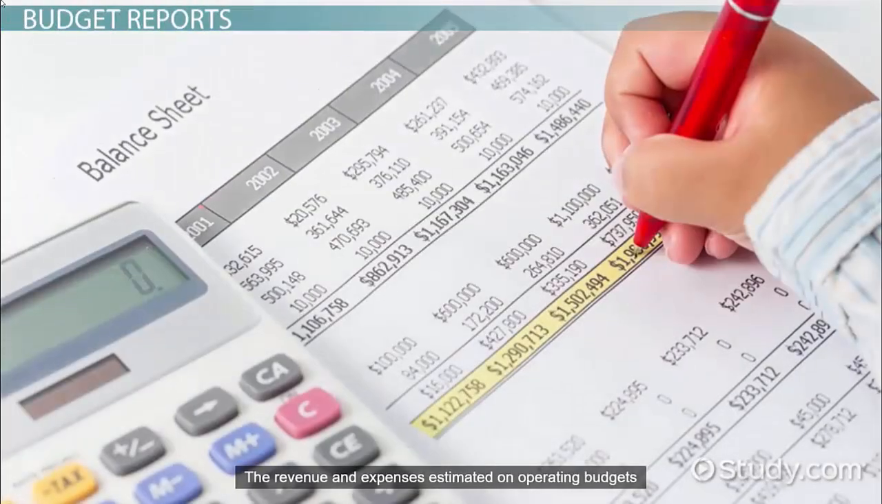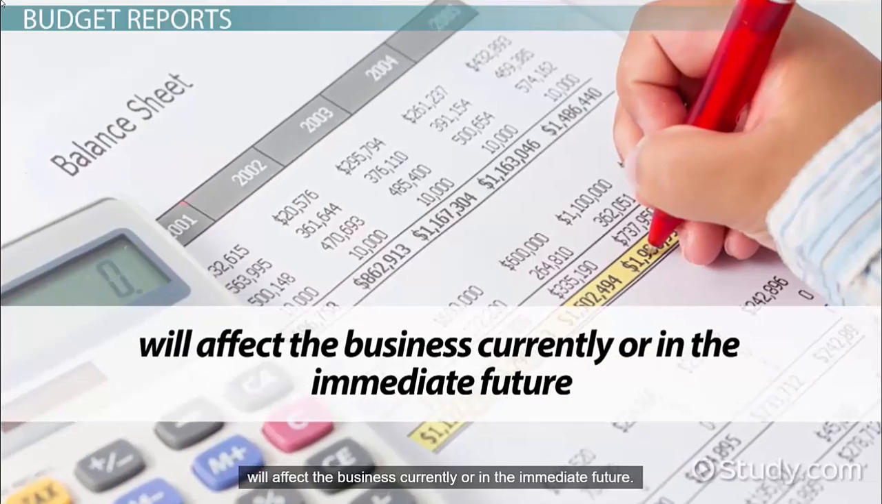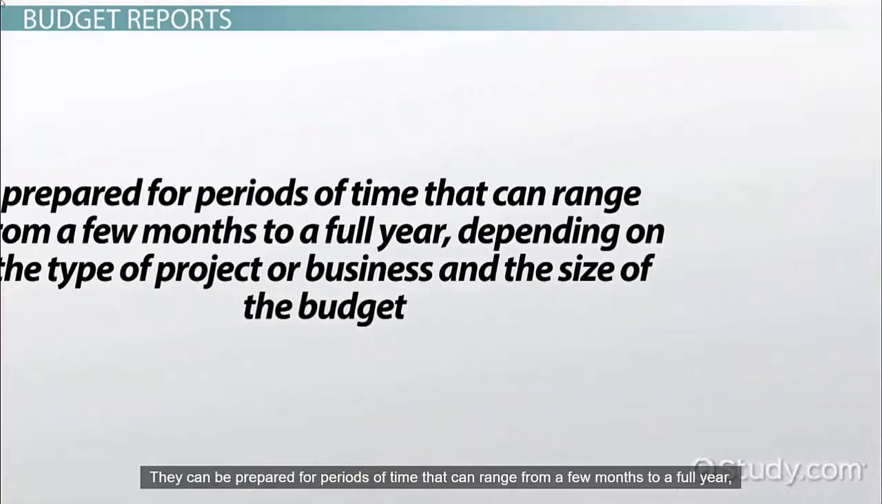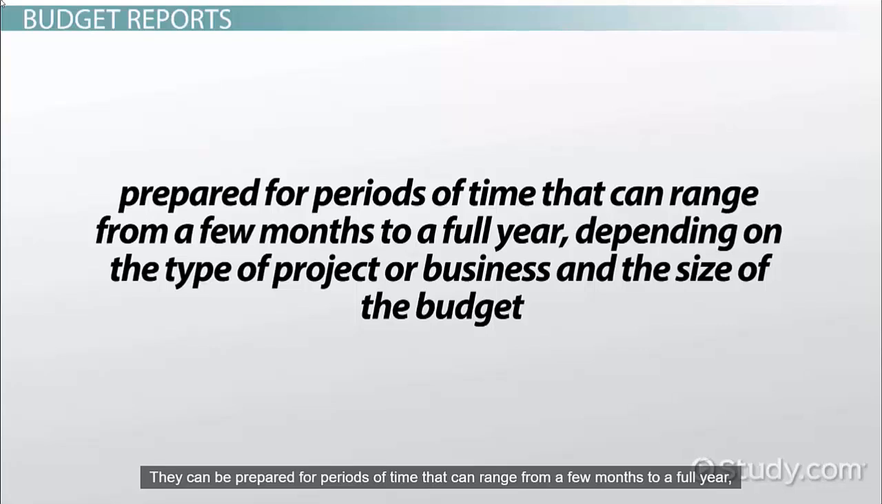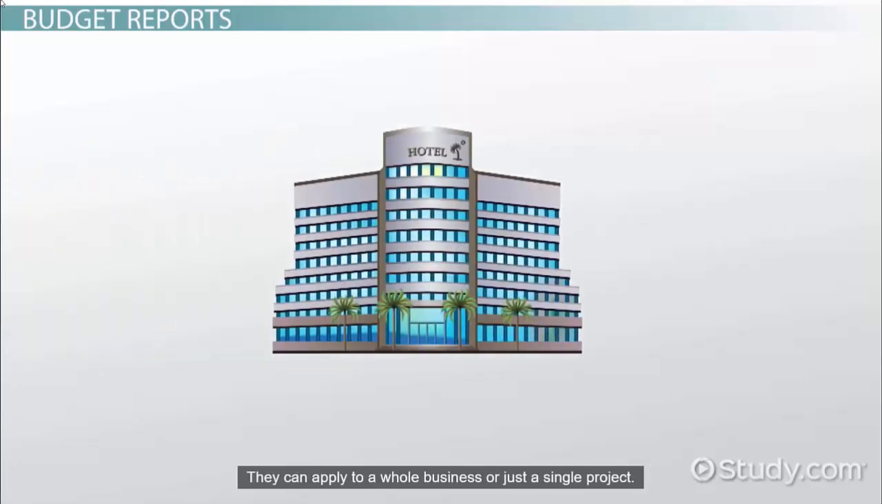The revenue and expenses estimated on operating budgets will affect the business currently or in the immediate future. They can be prepared for periods of time that can range from a few months to a full year, depending on the type of project or business and the size of the budget. They can apply to a whole business or just a single project.